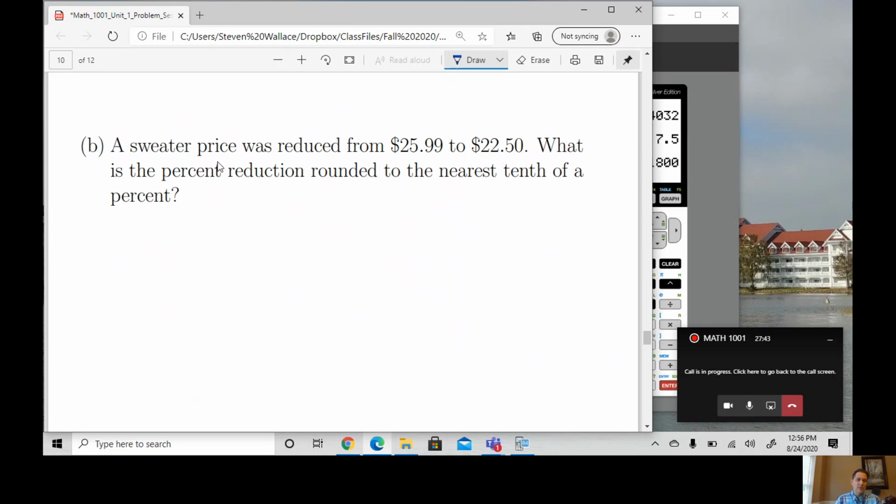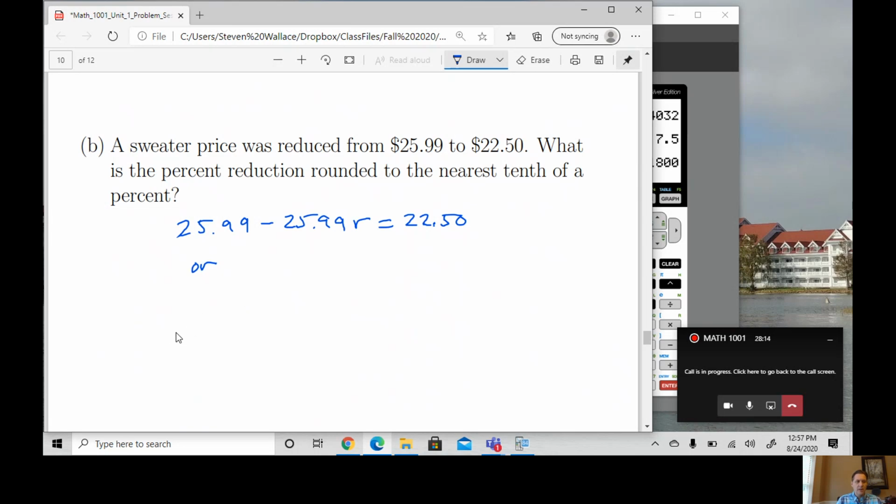All right, so here's an example. Sweater price was reduced from $25.99 to $22.50. What is the percent reduction rounded to the nearest tenth of a percent? So we could do it this way: $25.99 minus $25.99 times the unknown rate would be equal to $22.50. Right? We could do it that way and solve for R. That would be one way to do it, using linear equations.